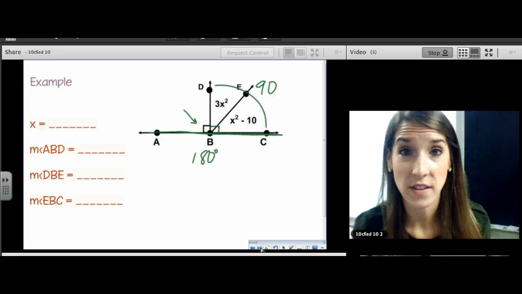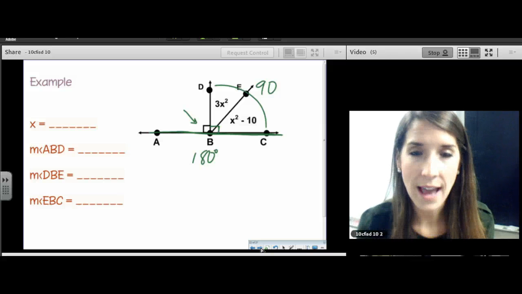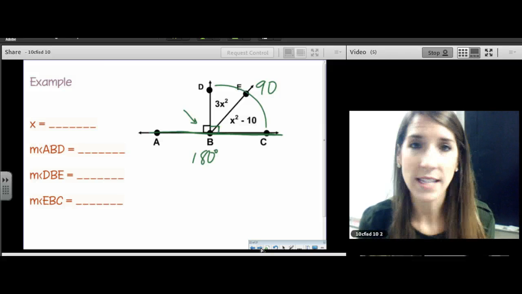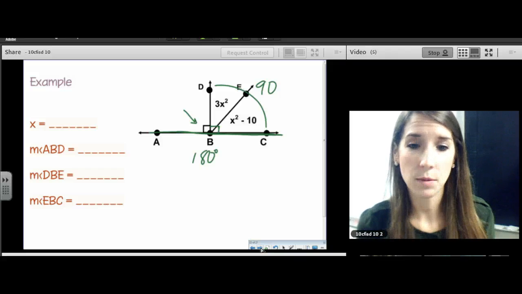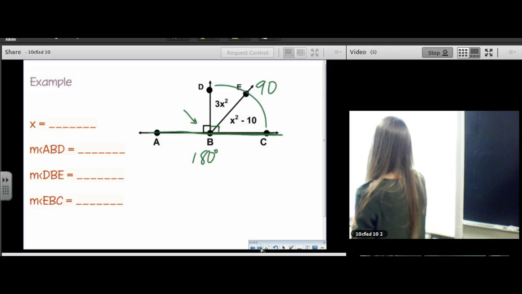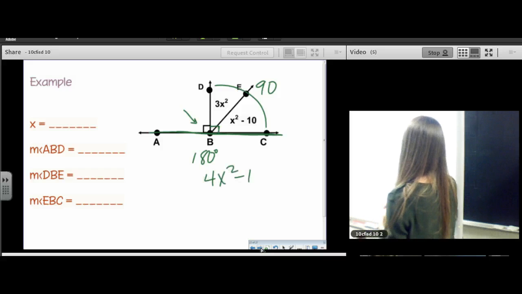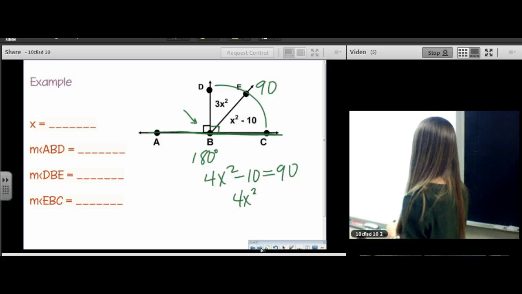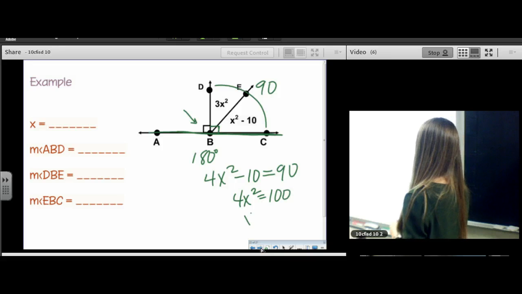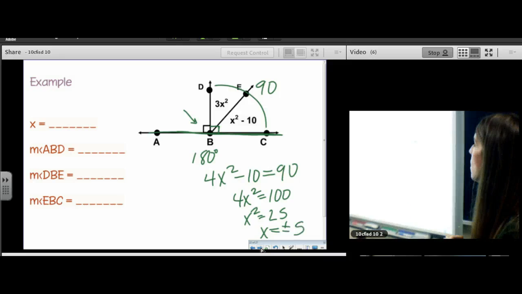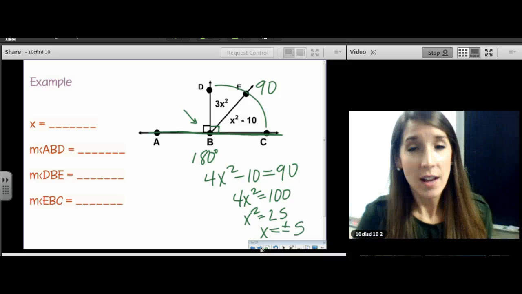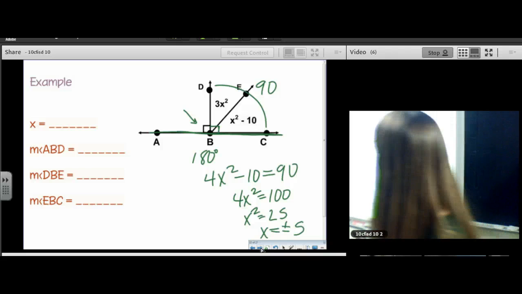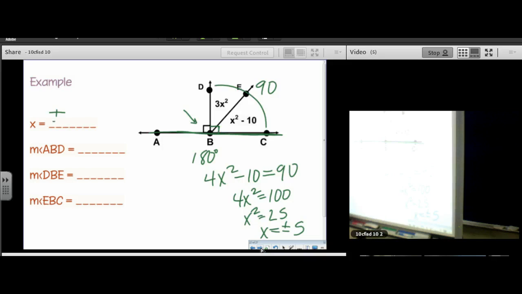Here's what you would not do on this one. 3x equals x squared minus 10. Because no one told us that was an angle bisector. That's when you're not allowed to assume, so be careful. So 4x squared minus 10 equals 90. Because I added those together, I hope that's okay. 4x squared equals 100. X squared equals 25. And x equals plus or minus 5. We actually get to keep both answers, because if we plug 5 in, it works, and if we plug negative 5 in, it also works. So this time we do keep both answers.